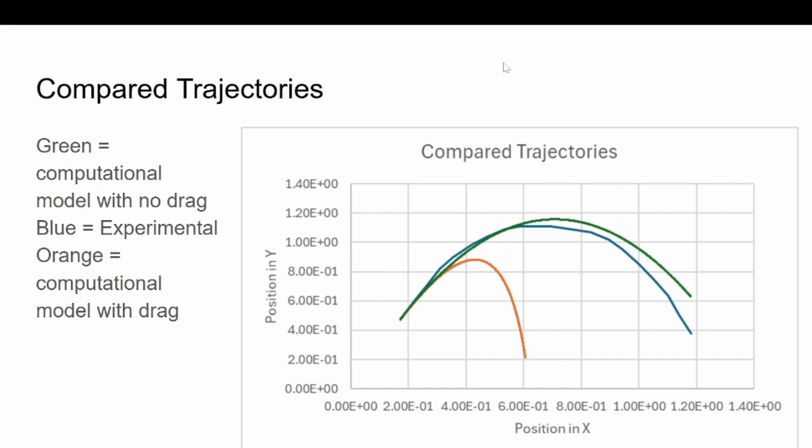These are my comparative trajectories. My green is my computation model with no drag. This is my experimental, the blue, and the orange is my computation model with drag. So you can see the computation model with drag falls short of the computational model with no drag. And it's a little hard to see, but I do believe that the blue is short of the green.